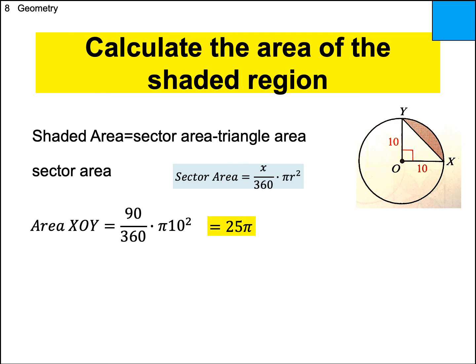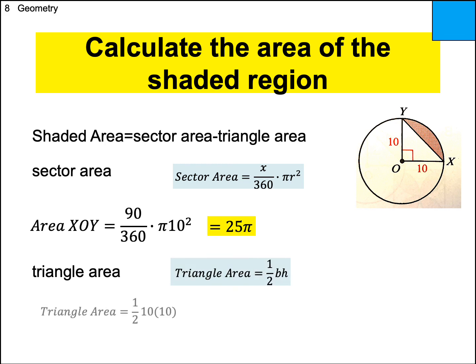So there's my area of the sector, right? From that, I've got to subtract the triangle area. So what's the triangle area? That one's easier. One half base times height is the formula. The base is 10. The height is 10 as well. 100 divided by 2 is 50.